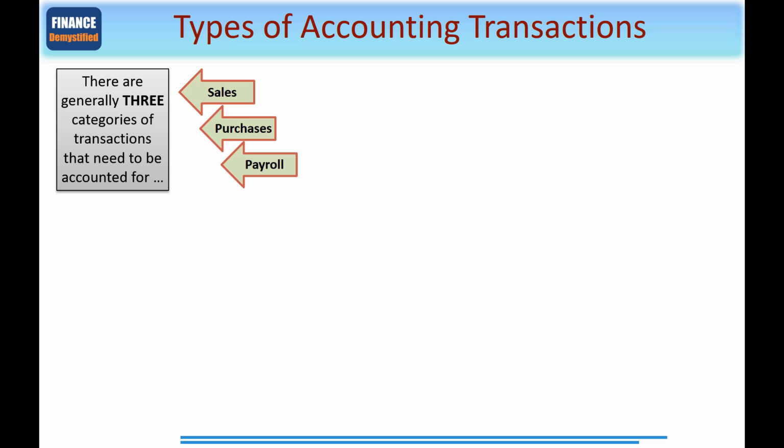First of all, types of accounting transactions. Well, broadly, there's generally three categories that need to be accounted for. Sales, as of course they occur. Purchases, for example, purchasing raw material or equipment. And payroll, often one of the largest sources of money flowing out of an organisation, that is, paying the wages and salaries of your staff.